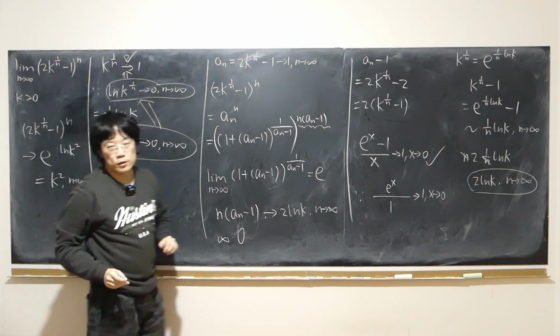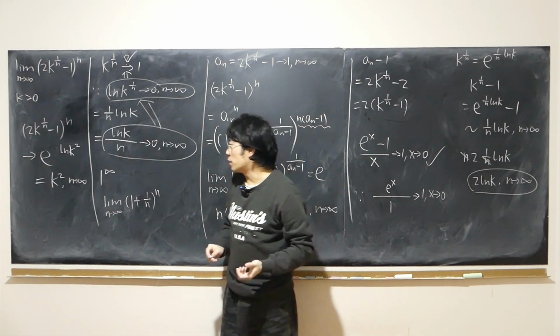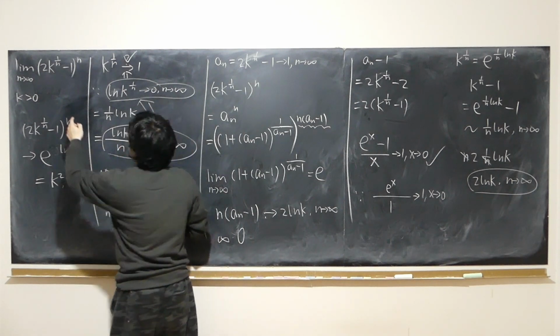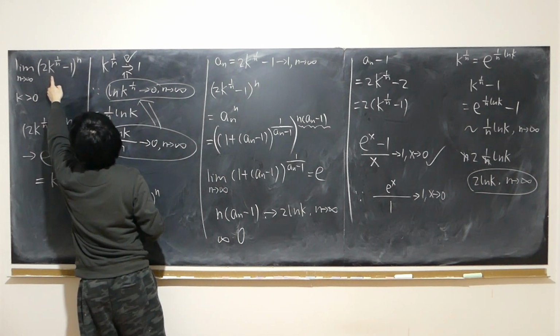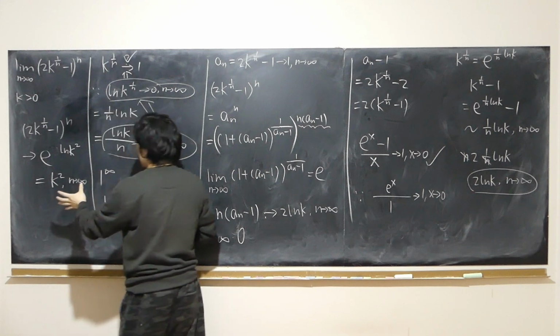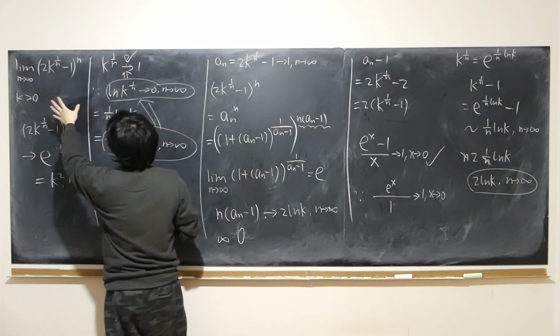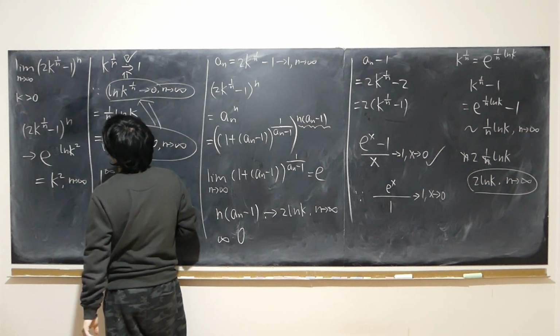Now the question becomes, can we generalize the case? Can we replace k with n? What happens? Is it still a constant, or is it approaching n to the power of 2, or whatever?